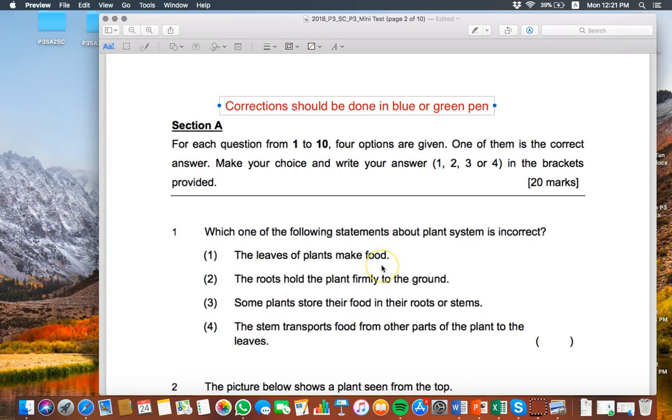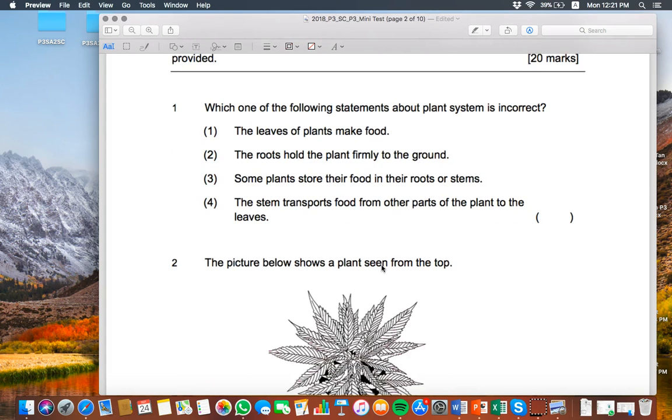Now, which one of the following statements about plant system is incorrect? Okay, what's the keyword here? Incorrect. Let's look at each option. The leaves of the plant make food. Is this correct? Yes, so this is correct. The roots hold the plant firmly to the ground. Yes, this is a function of the root. Some plants store their food in their roots or stem.